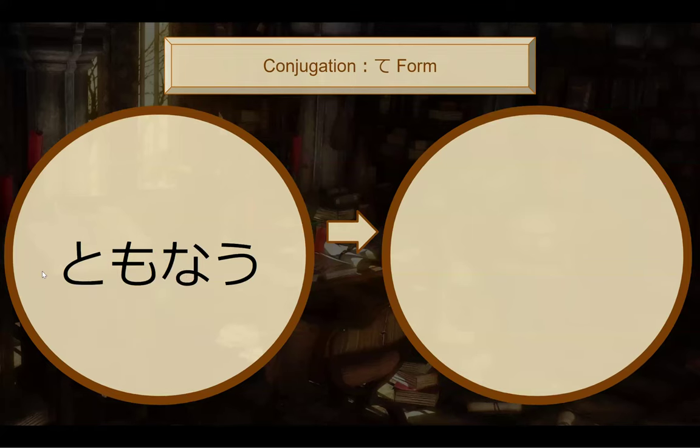Just kind of fun. What did tomonau mean? That was a new vocab word. Tomo means together. Nau is to attach with. You know, that is a great way to think about it. It doesn't have that kanji, but it works great to think about it. Yep. To attach it together to mean to accompany. So let's go read this example sentence.